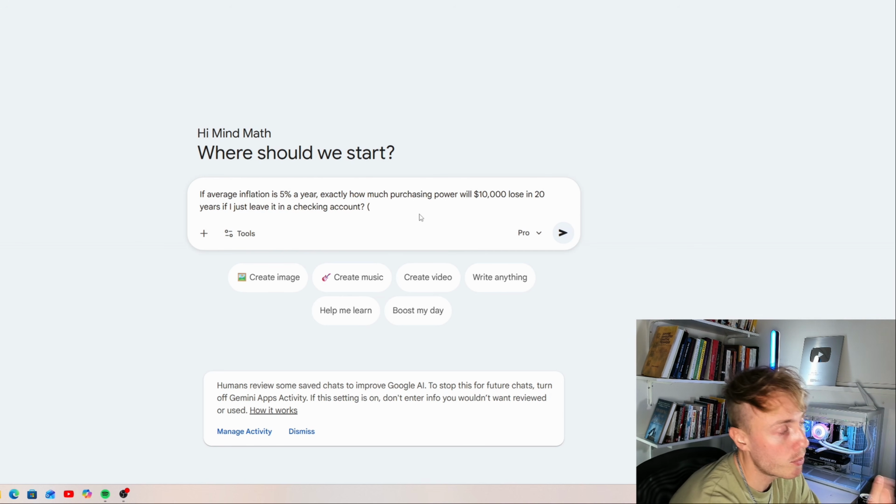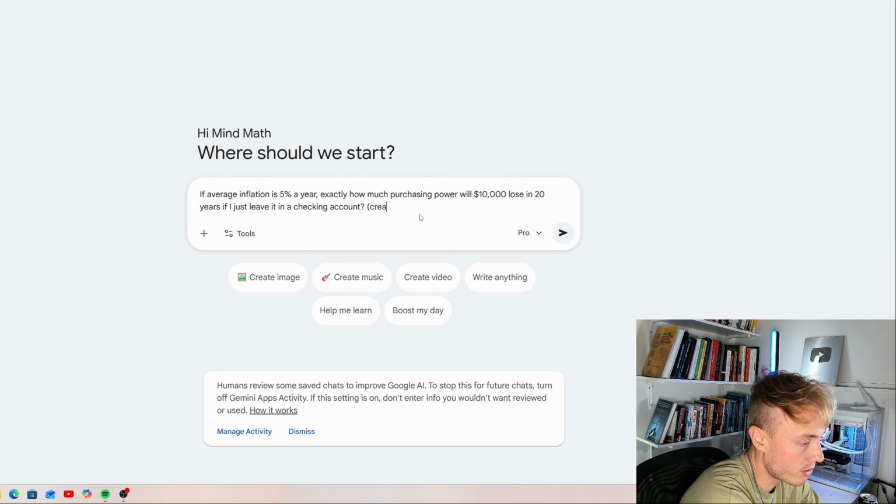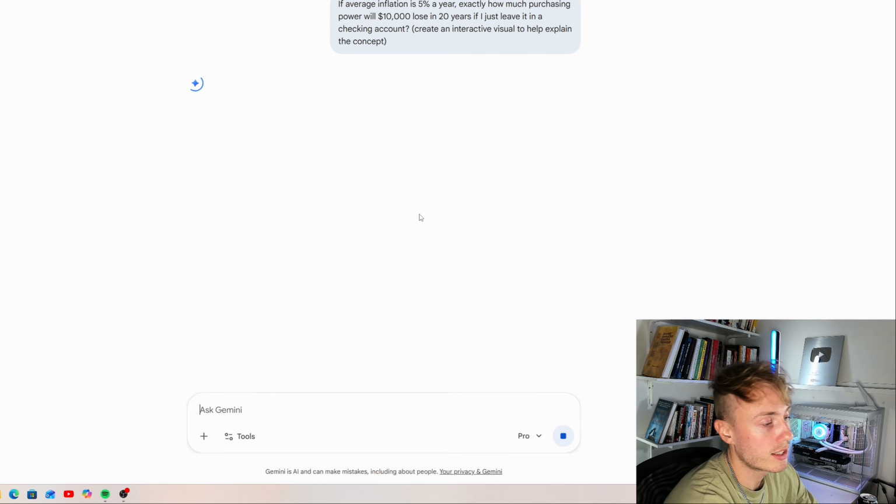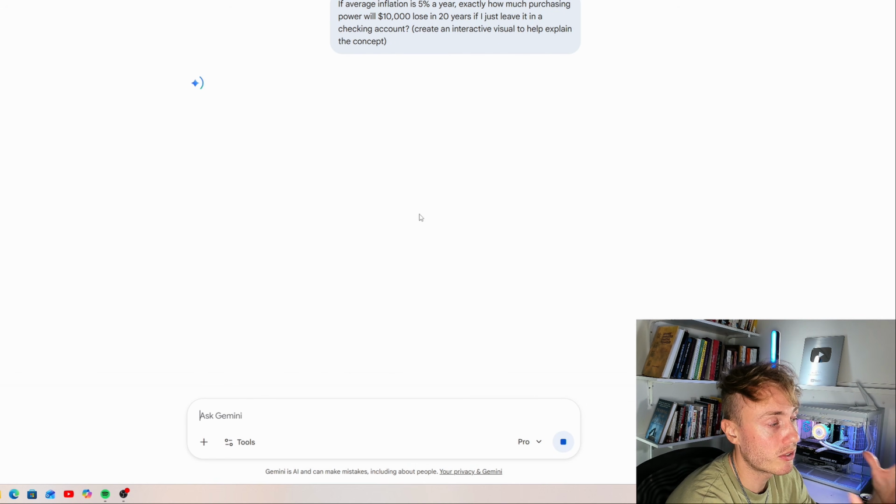if we just leave it in a checking account. And one thing I really like about Gemini is that this model is very good at creating interactive visualizations. So I'm also going to write, create an interactive visual to help explain the concept. Now let's press enter, wait for the model to think, and I will be right back soon.